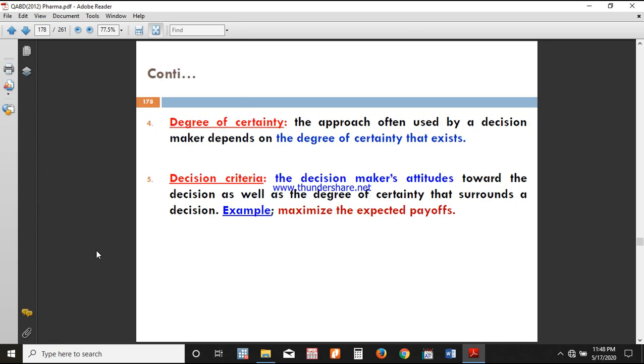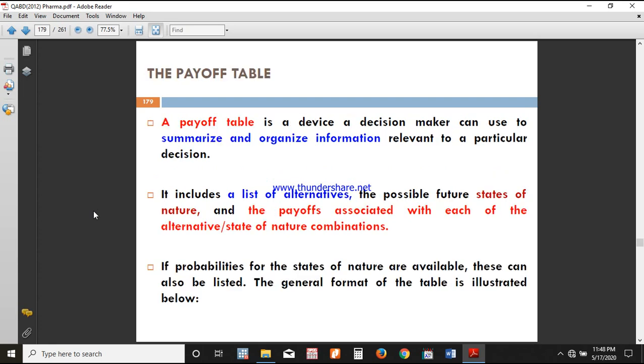In order to make the best decision from the given alternative decisions, first we are going to construct a payoff table. A payoff table is a device that a decision maker can use to summarize and organize information, which is particularly important for the decision maker. It includes a list of alternatives with the possible future states of nature, and the payoff associated with each alternative and state of nature combination.